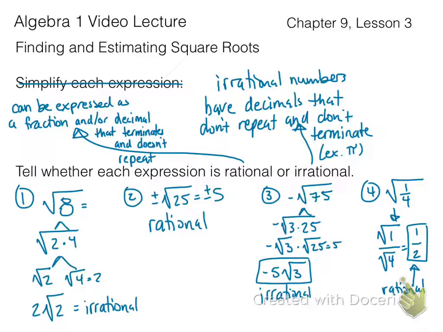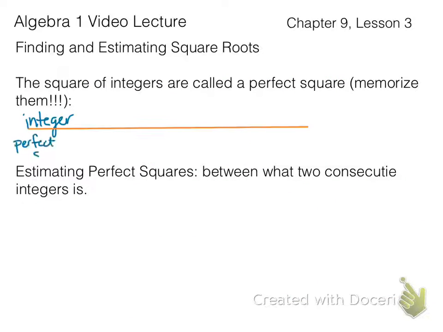Right, number 4, we have the square root of 1/4. Well, the square root of 1 is 1. The square root of 4 is 2. 1/2 is rational. It doesn't repeat, but it also terminates. Therefore, it is rational.